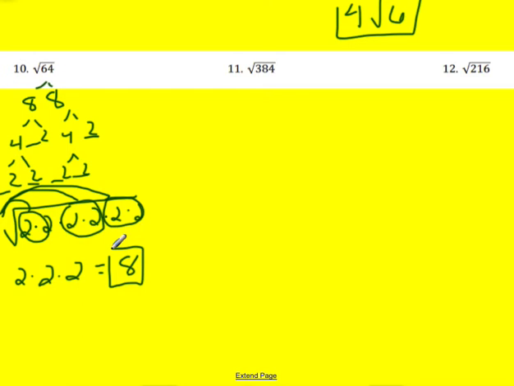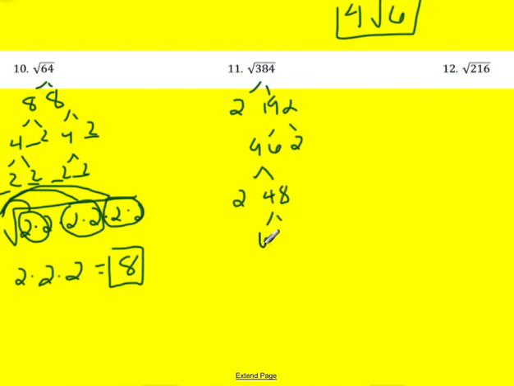Now let's take a look at 384. I have no idea what multiplies into 384, but I see that it's even. So I divide it by 2, and then I end up getting 192. Well, I have no idea what divides 192, except that I see it's even, so I divide it by 2. And when I divide it by 2, I end up getting 96. So then I can take 96 and divide that by 2, and I get 48.